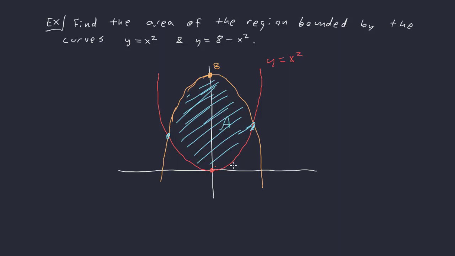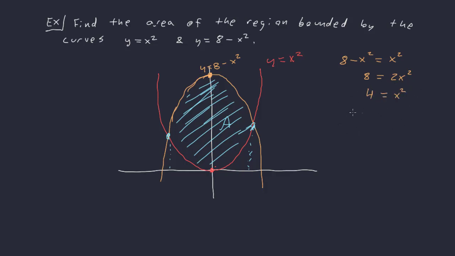Okay, once we have that, then it's just a matter of finding which is the top. So the top is going to be the 8 minus x squared, and the bottom is going to be x squared. Then we need to find the limits of integration. We do that by setting these two equal to one another and solving for x. So to solve for x here, I'll just move this x squared over and get 8 is equal to 2x squared. Divide by 2 on both sides to get that 4 is equal to x squared.